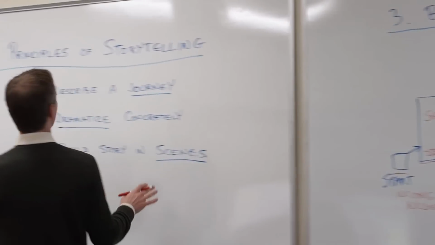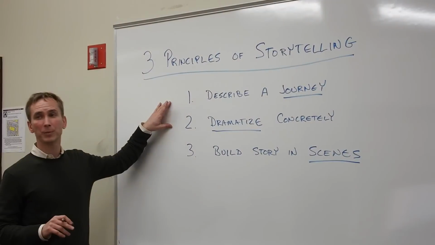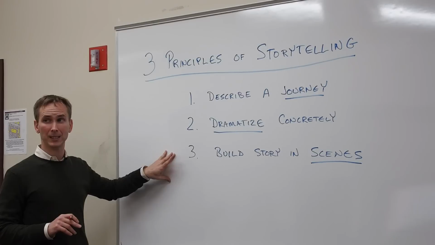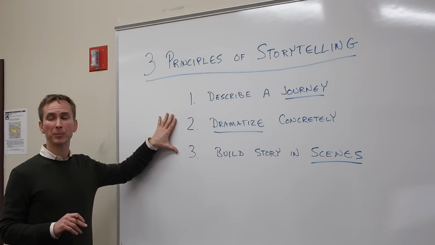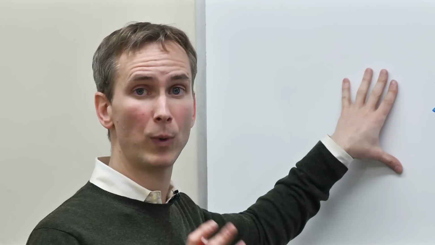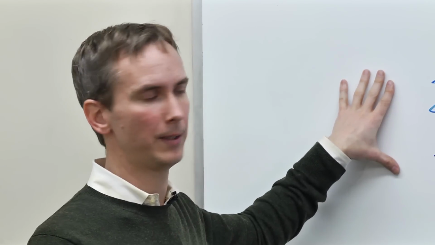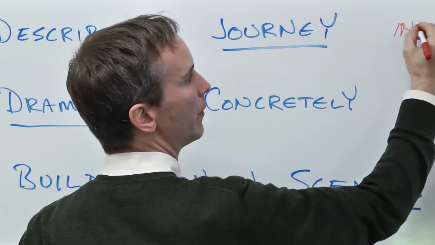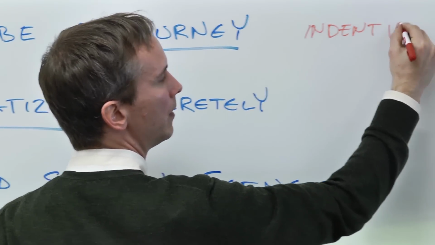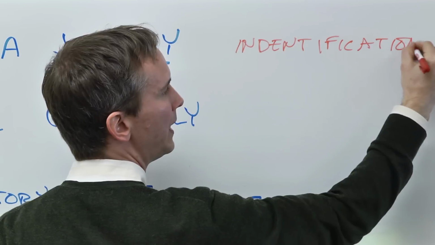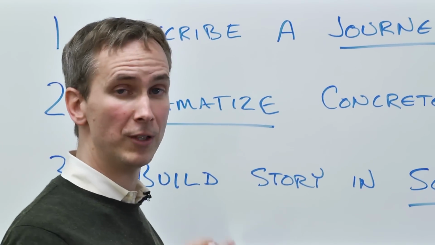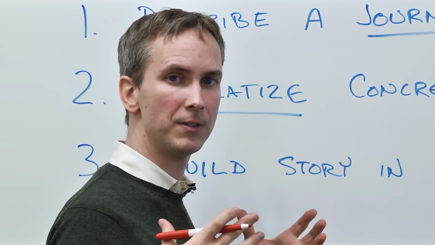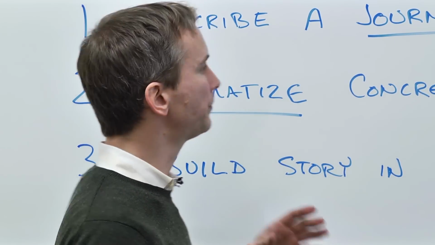Okay, so to conclude, we've seen 3 principles of storytelling: describe a journey, dramatize concretely, and build a story in scenes. When we use these three principles, we get three kind of results. Each one leads to something really, really lovely. First is, when we describe a journey, we get what we call identification, which means that we get drawn into the information by identifying with the people in the scene, the action. We begin to feel that we are part of it.